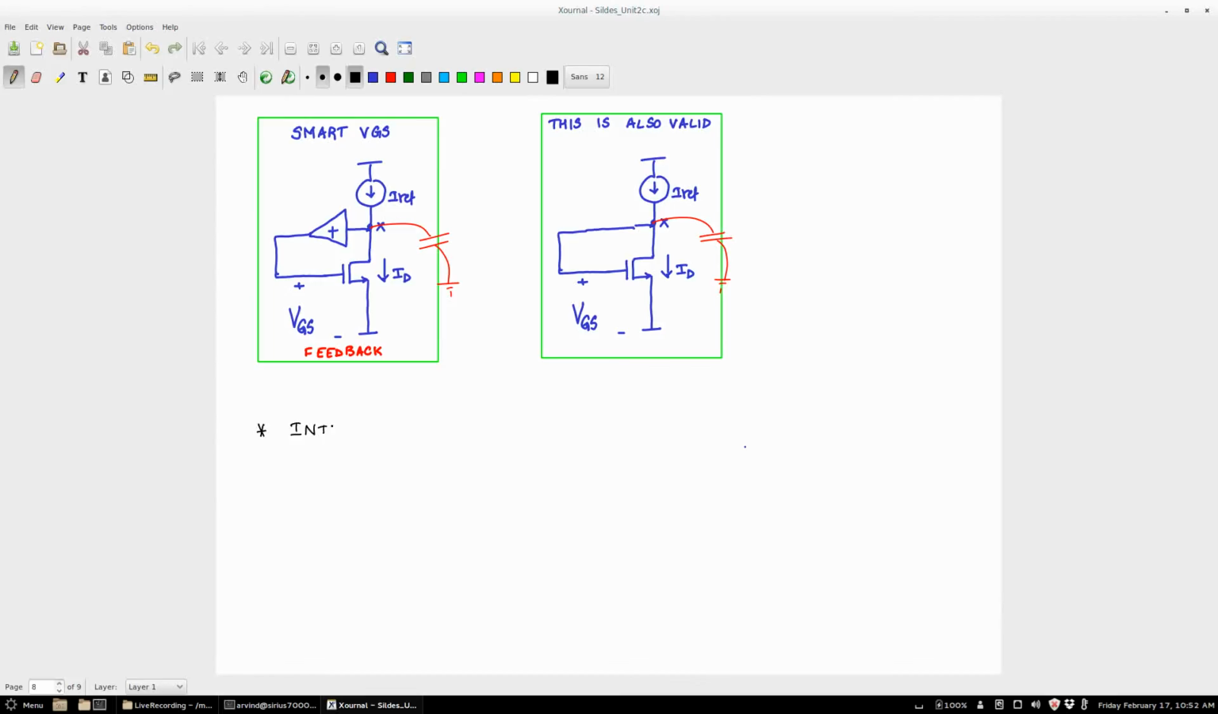Okay, now there is one other important point that is worth mentioning here, and the point is the following: this is particularly valid in integrated circuits. So this is with respect to integrated circuits.